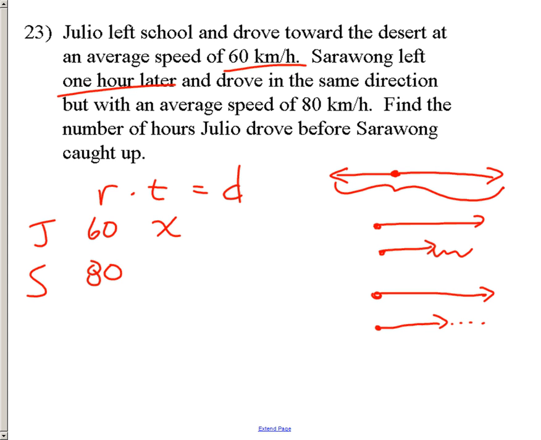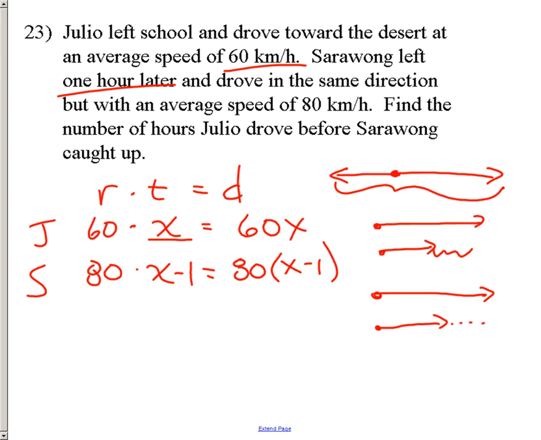And here's where the most common mistake is made in these. We just say, well, it's X minus 1, X plus 1. It sometimes feels like students are just guessing at this. Who has been on the road longer, Julio or Sarah Wong? If Sarah Wong left 1 hour later, Julio has been out there longer. This is the big number. So this must be X minus 1. Well, rate times time equals distance, 60x. Rate times time equals distance, 80 times x minus 1.